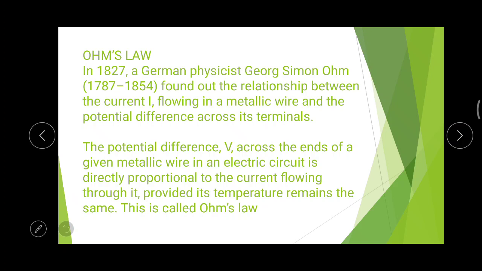George Simon Ohm found the relationship between current I flowing through a metallic wire or a conductor and the potential difference across its terminals. Terminals means the end points. If we are considering one conductor, then we have to consider the potential difference between the end points. Now, the statement of Ohm's law is given here. You have to study this one. This is one of the important topics, Ohm's law.